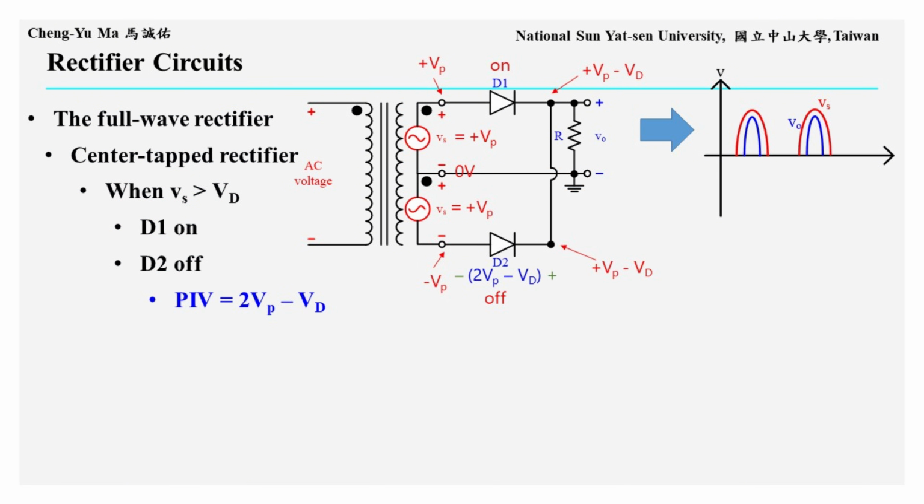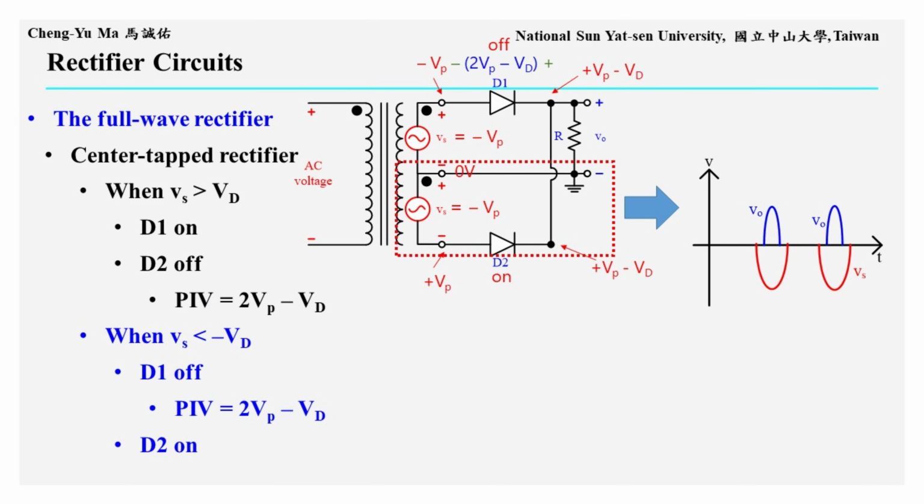After D1 turns on, the cathode voltage of D1 becomes positive Vp minus VD because a conducting diode drops VD according to the constant voltage drop model. The cathode of D2 is connected to the same node, so the voltage across D2 becomes negative, with a magnitude equal to the quantity 2Vp minus VD. This reverse voltage is the PIV of D2. Therefore, when Vs is in the positive half cycle and its amplitude is larger than VD, the output voltage VO equals Vs minus VD, giving a positive output voltage.